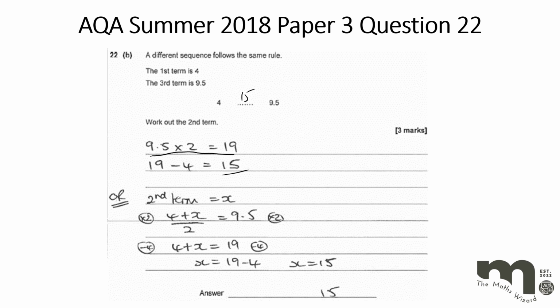Because the opposite of divide by 2, remember, is to times by 2, and the opposite of adding 4 is to subtract 4. So you've just got to think about your opposites on this particular question. It can be written algebraically as well, which you can see there if that's how you would like to do it.